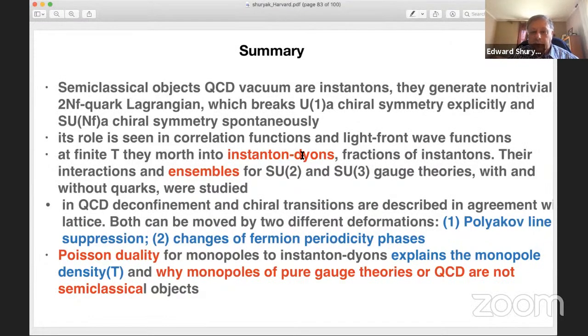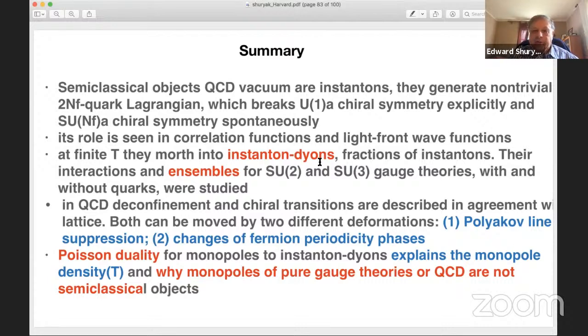Instanton has one quantum number, topological charge, which is the integral of GG-dual. The instanton-dyons have fractions of that, which together add to one when you split an instanton into three of them, for example. But each of them has a magnetic charge, and it also has what I call electric charge, in quotation marks. Now, they're sort of dual, but they are fractions of the instanton. Each and every one of them is a solution, and together they form a solution which was found by Pierre Lombard. They interact in a particular way.